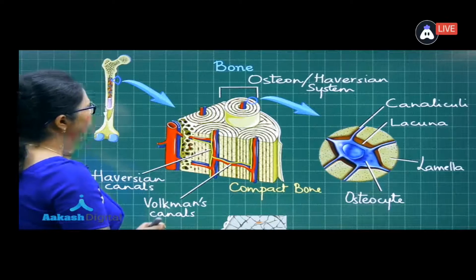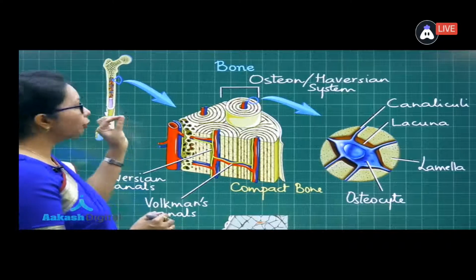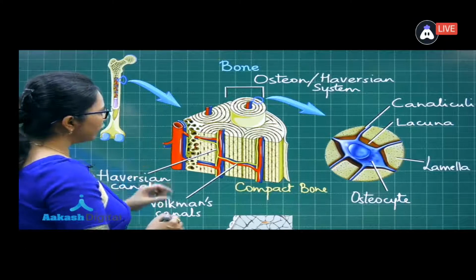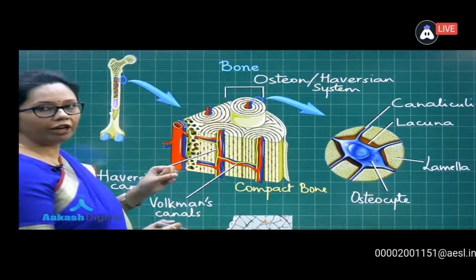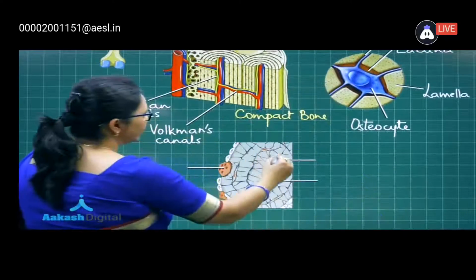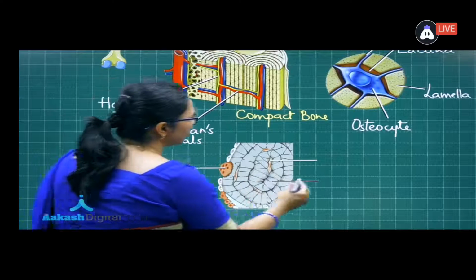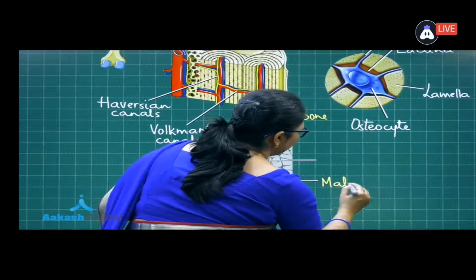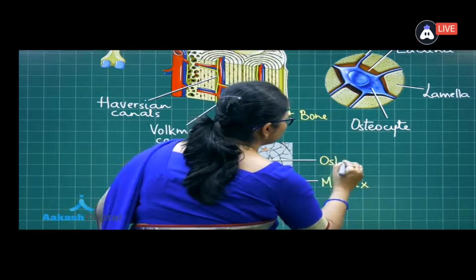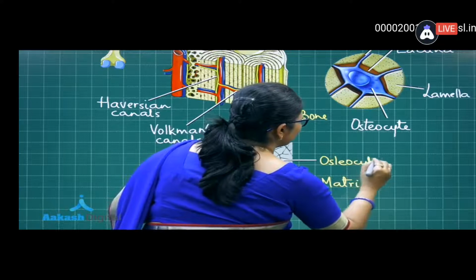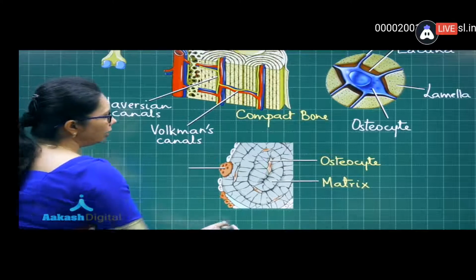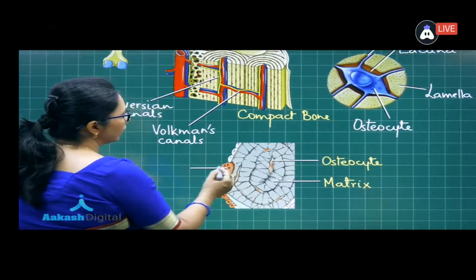While at the epiphyseal ends the bone present is the spongy bone, and even here on the sides a small amount of spongy bone is there. If we see this spongy bone, it doesn't have a Haversian system. Rather, here the osteocytes are arranged in this matrix. Here this is the matrix. These are the osteocytes, but as we can see, there is no Haversian canal over here.